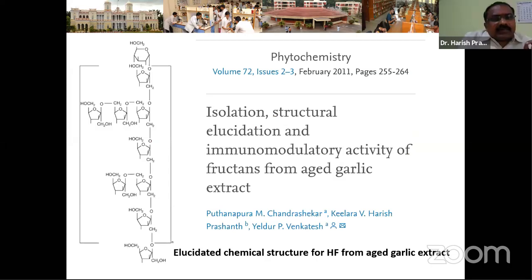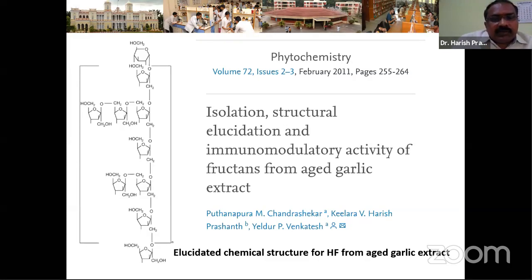The first one is, like we have seen previously, it was shown that polysaccharides having galactose, arabinose, xylose will lead to immunomodulatory function. But in 2011, we showed, when we tested the high fructan, especially from the garlic extract, we could see tremendous immunomodulatory activity with respect to this. So this is the first time we have shown, and it's the first time anybody has really reported about fructans having such an immunomodulatory activity, especially from the aged garlic.